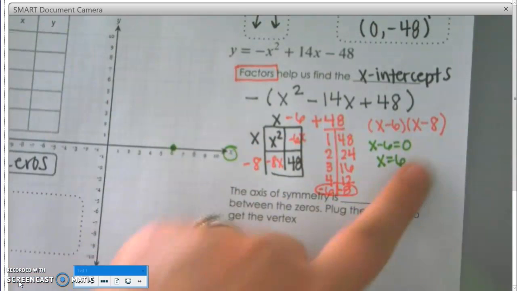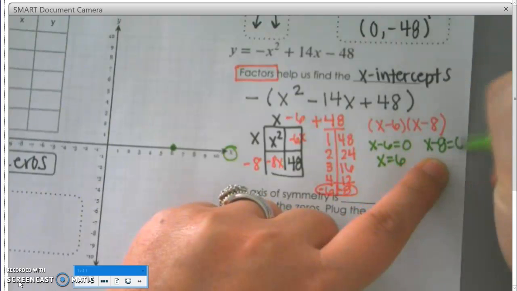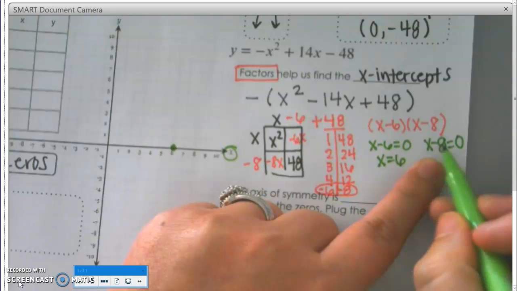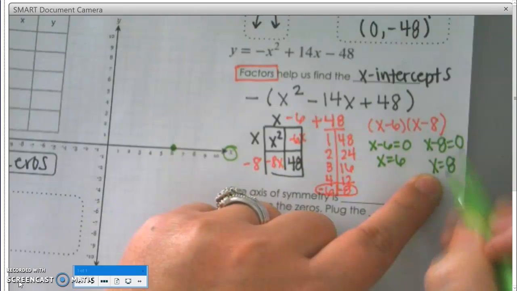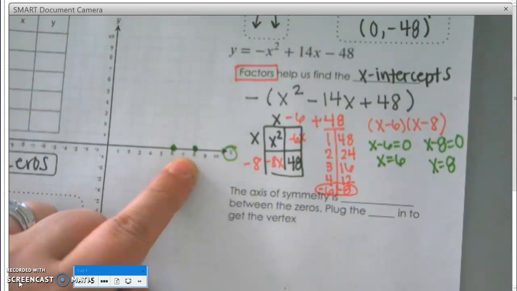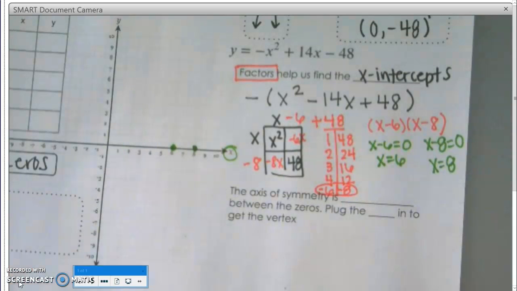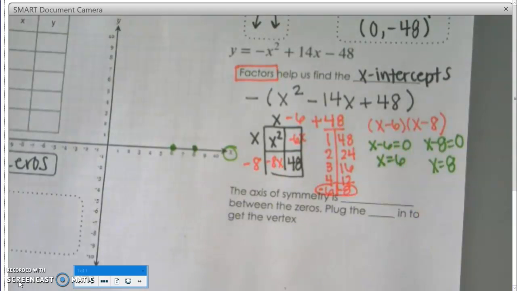All right, I'm going to do the same thing for my other factor. x minus 8 equals 0. So what number minus 8 will be 0? 8. 8 minus 8 is 0. So there's my other x-intercept. So I can go ahead and plot that point right there on my x-axis. So I factor it and I figure out what number makes the factor equal 0, and those are my x-intercepts.